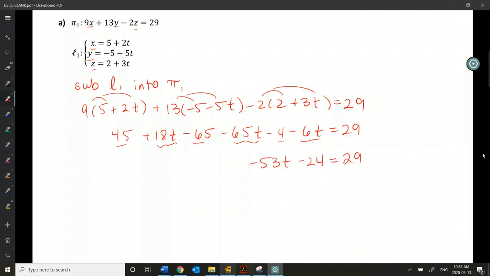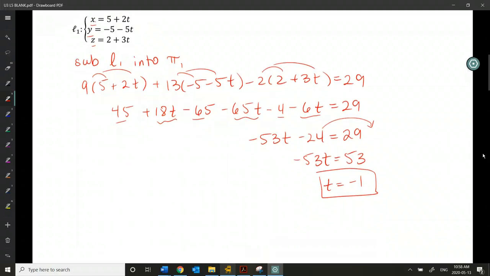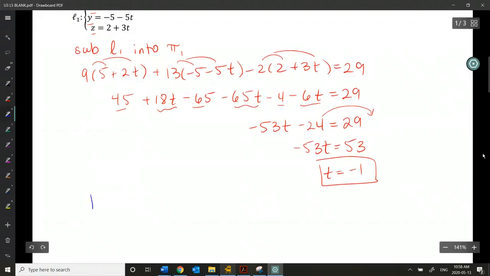Okay, so when we simplify the variables, we should get negative 53t. And when we simplify the constants, we'll get negative 24. I'm going to bring that over to the other side here so that we have 53 on the right-hand side. And that's going to mean that t is actually equal to negative 1 here. So if t is equal to negative 1, we can plug this back into the equation of the line, and that will give us the x, y, z coordinate of our point of intersection. So we're going to plug t equals negative 1 into the line.